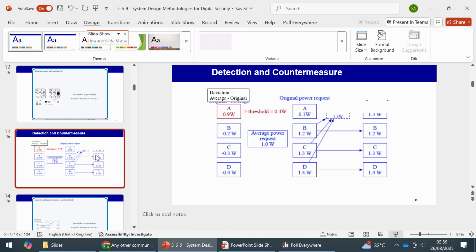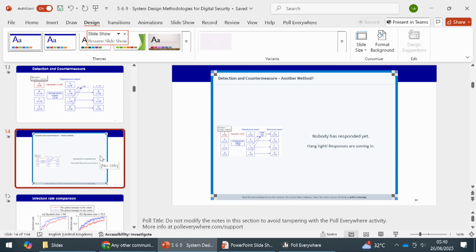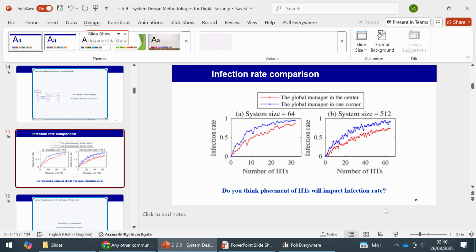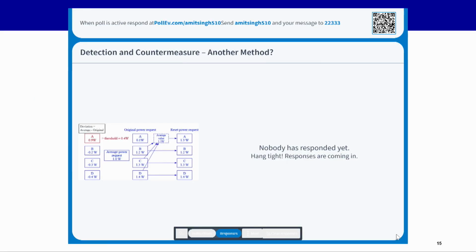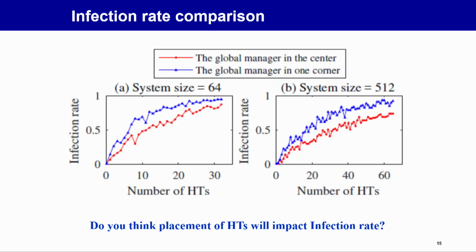So we have done this one. Now let's look at some results, like what kind of things are impacted as a result of the hardware trojans present in the chip. The first one is called infection rate.